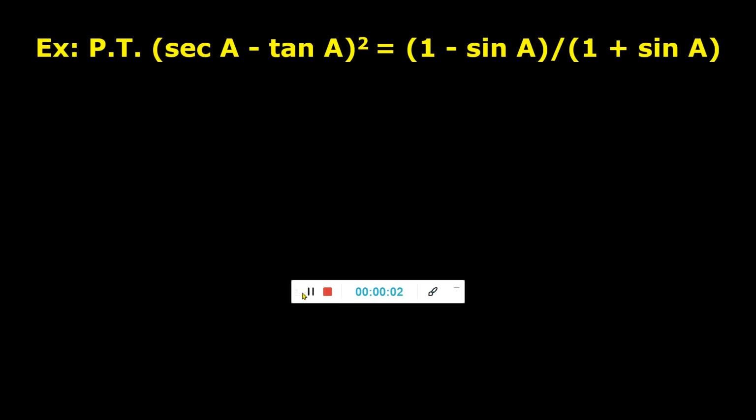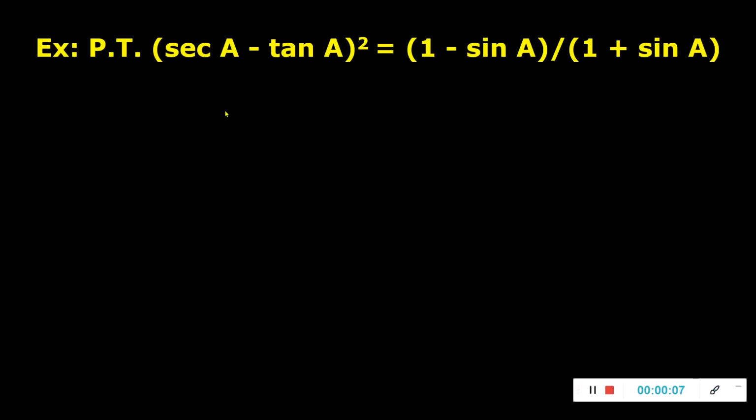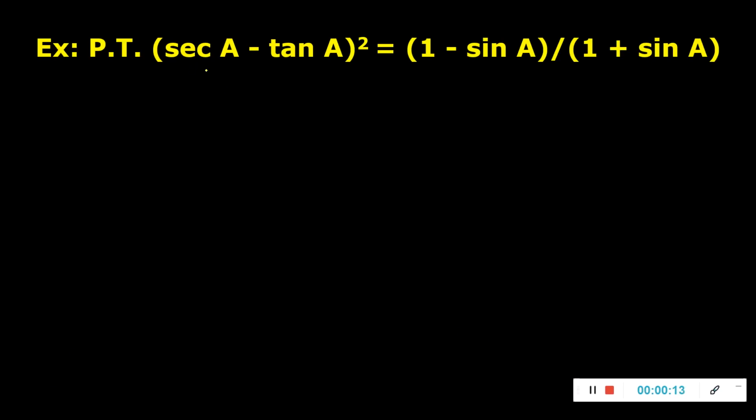This is one more example. Let's try to prove this. Once again, if you observe this very carefully, you can see here that the left side consists of sec A term and tan A term. The right side consists of 1 minus sin A term divided by 1 plus sin A term.